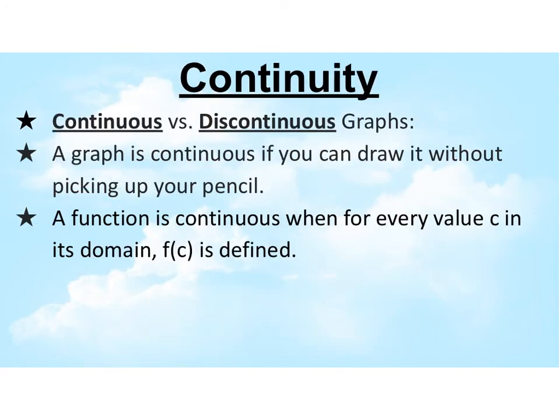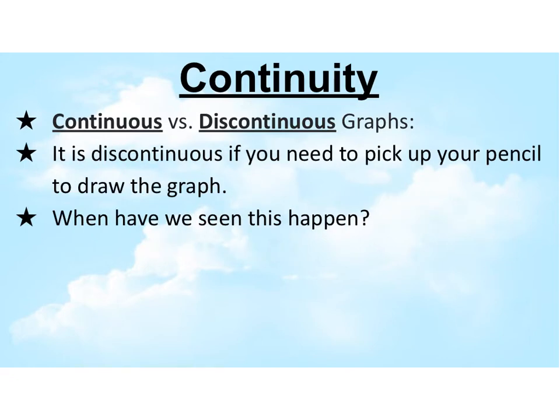We're going to switch over to continuous versus discontinuous. A graph is continuous if you can draw it without picking up your pencil. So that would be a continuous graph. A function is continuous when for every value c of its domain, f of c is defined. So there is a value at every x value. If it's discontinuous, you need to pick your pencil up when you're drawing it.